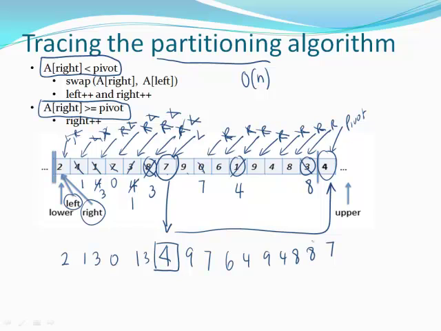Okay, so here's how the array looks, and clearly this side is less than the pivot, and this side is greater than or equal to the pivot. So now we can do the recursive process on this subarray as well.